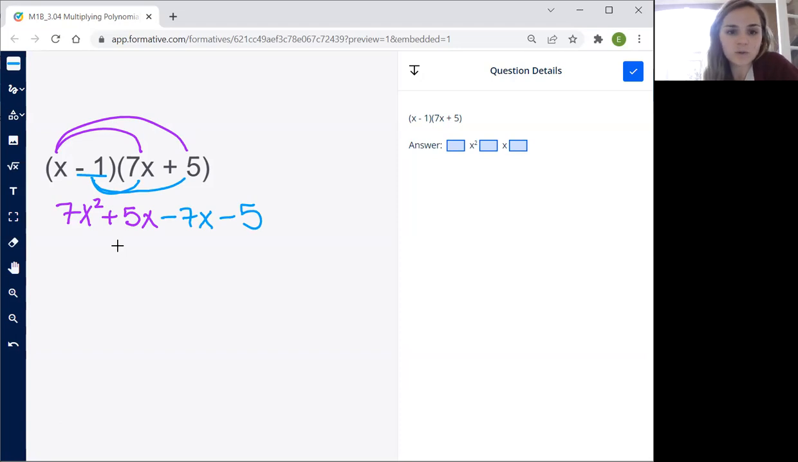Then last but not least, you want to make sure you are combining your like terms, which you can tell in the middle here. We have 5 and -7, which combine to be -2. So you want 5 plus -7 is -2. Bring down your 7x squared and -5, and that's your answer. Right, so it becomes 7, -2, and -5.